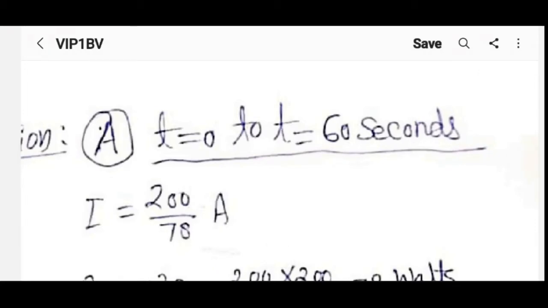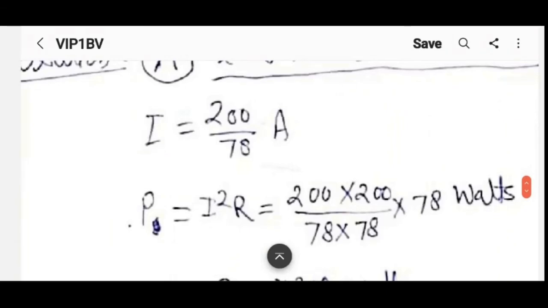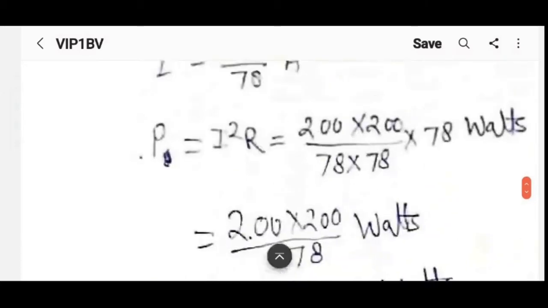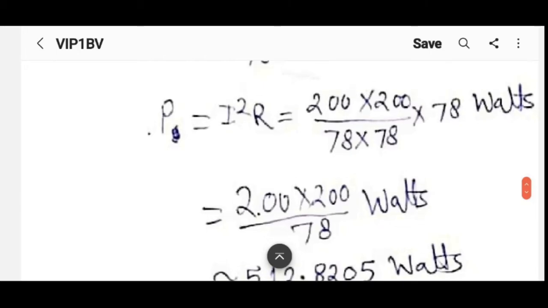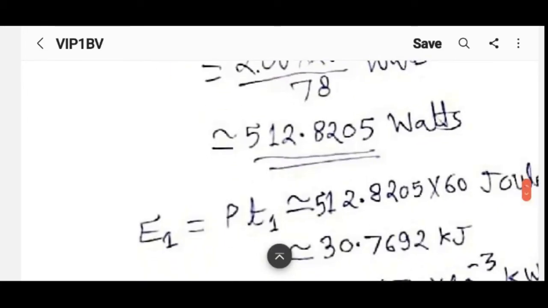Case 1, when time is between 0 and 60 seconds. Here, the switch is closed, so current will flow. And the value is the same as we did in the previous problem. 200 divided by 78 amperes. And you calculate the power by using the I squared R formula or by some other formula. Power in this period is 512.8205 watts. No issue. Now energy in this period will be this power multiplied by time in seconds. That is the answer in joules.